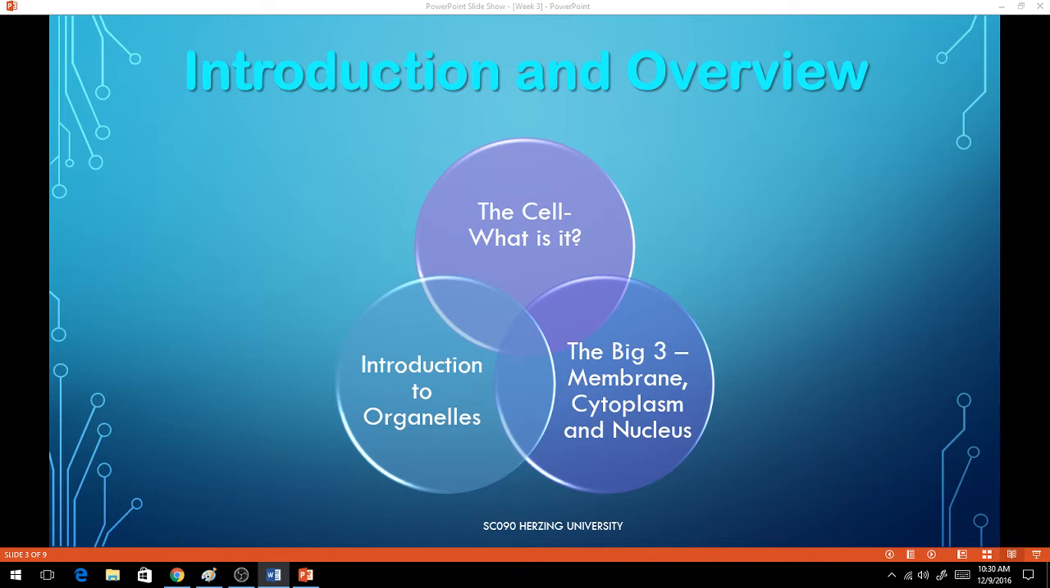We'll explore the key components of the cell and the roles they play within the cell, and begin to kind of tease what they do within a larger organism. We'll also look at some of the specialized components of the cell and how they impact the cell's activities.